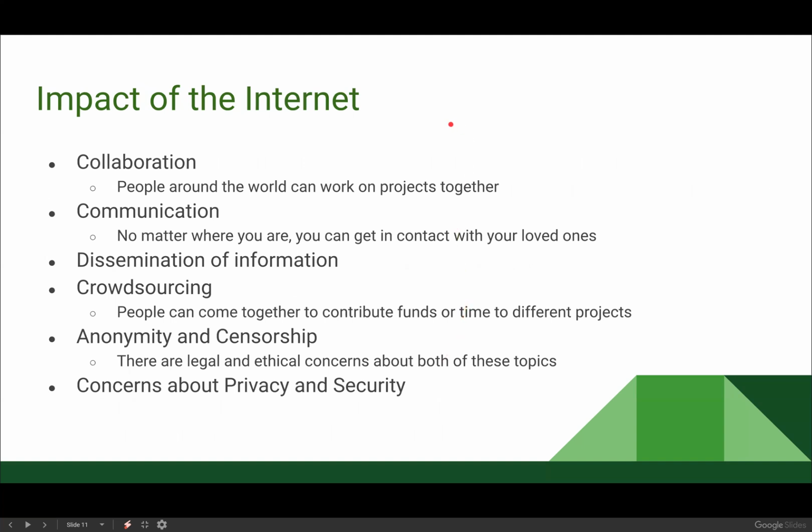Now, the internet has had a huge impact on society at large.